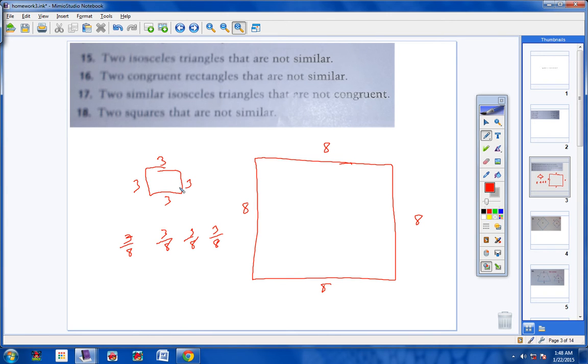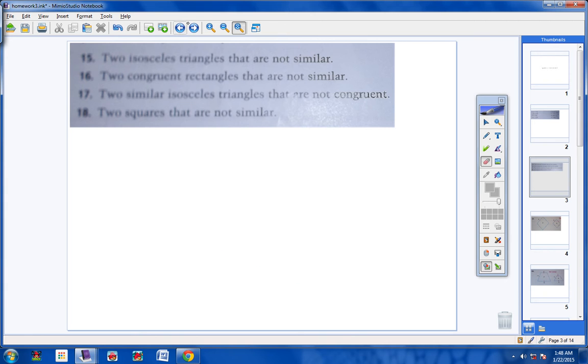Their sides are always going to be proportional, because look, this side over this side will always be the same as this side over this side, because all 4 sides are the same and all 4 sides are the same. So is it possible to have two squares that are not similar? No. All squares are similar.